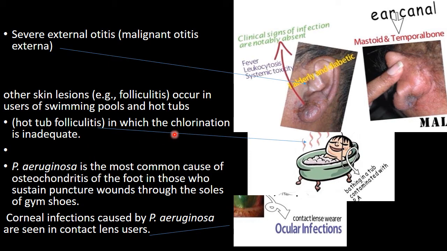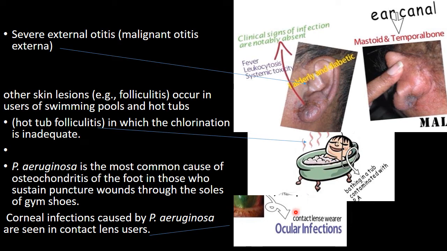Besides it, it also causes a very important disease called folliculitis, infection of the hair follicle. Infection of the hair follicle occurs in users of swimming pools. When they are swimming in the pool, they get the infection. It also causes an important disease called hot tub folliculitis. Hot tub folliculitis is a disease when a person bathes in a tub contaminated with Pseudomonas aeruginosa, and it causes disease of the hair. So this disease is called hot tub folliculitis.